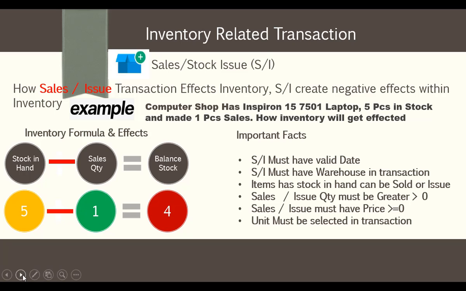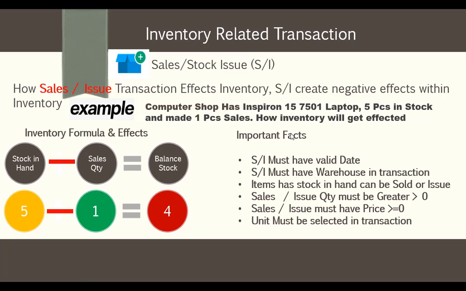So let's take an example: a computer shop has an Inspiron 15 7501 laptop, 5 pieces in stock, and then they made one piece of sales. How will the inventory be affected? As visible here, in the inventory formula and effects, stock in hand is 5, sales quantity is 1. So stock in hand minus 1 becomes your balance stock. There are some important facts when you are doing the sales transaction.